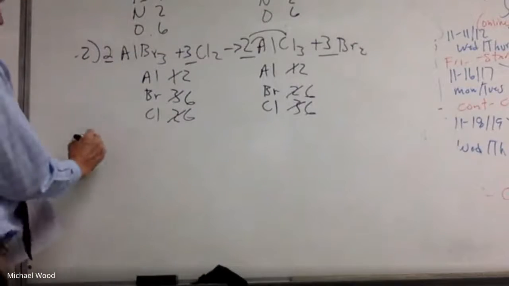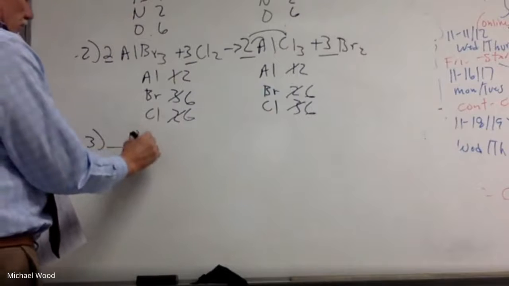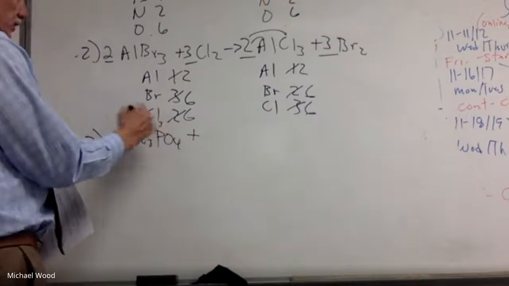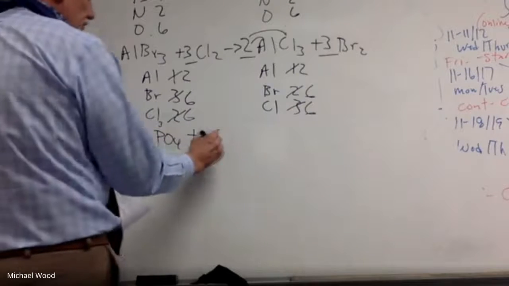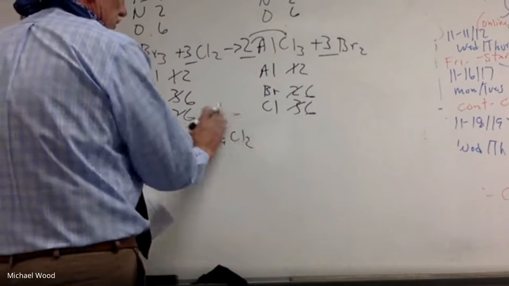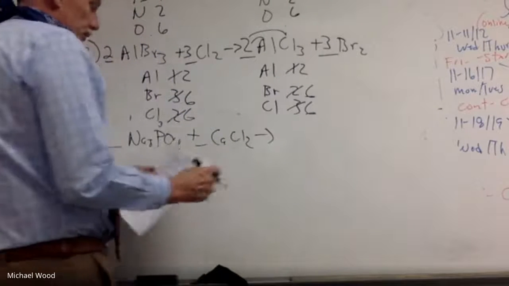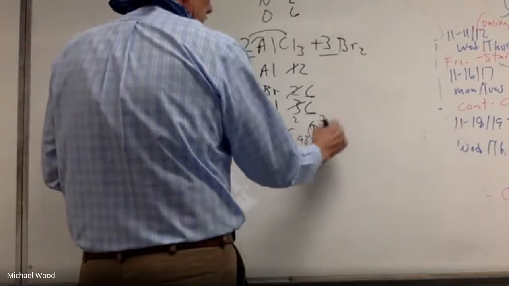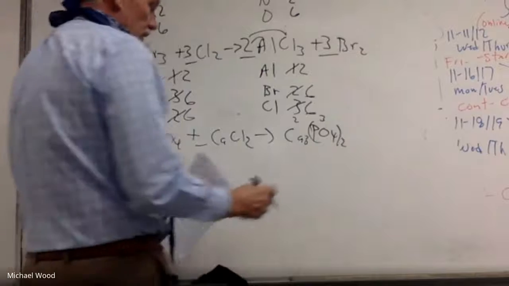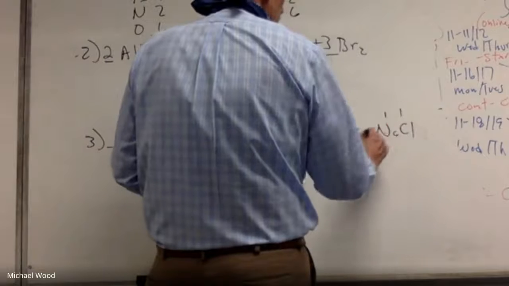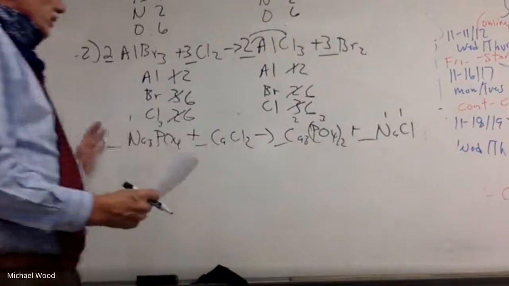Okay, so let me get you started then on number 3, and I'll let you guys finish. So I've got Na3PO4. That's sodium phosphate. Sodium's a 1, phosphate's a 3. Plus calcium chloride. Calcium's a 2, chlorine's a 1, so it ends up being CaCl2. Yields calcium phosphate, so calcium's a 2, phosphate's a 3, so it looks like that. Plus sodium chloride, so sodium is a 1, chlorine's a 1, so those would cancel out. Okay, so I'll let you guys balance that one.